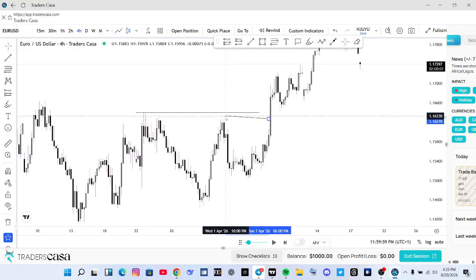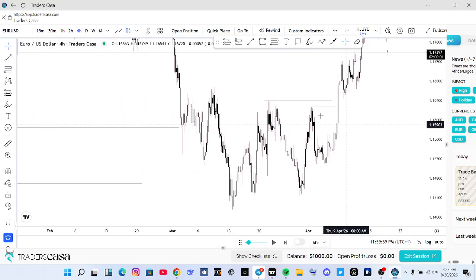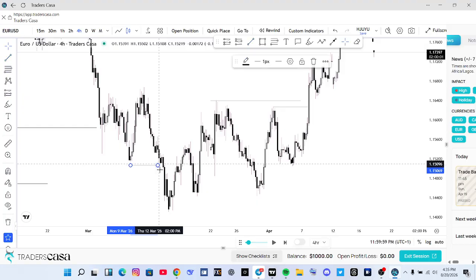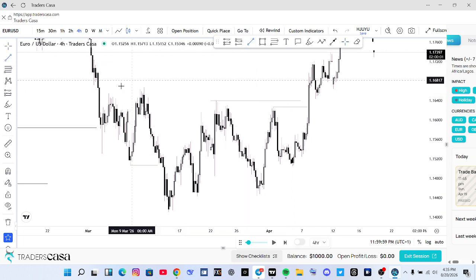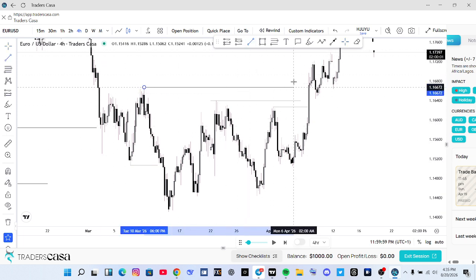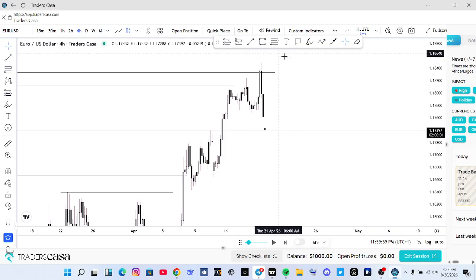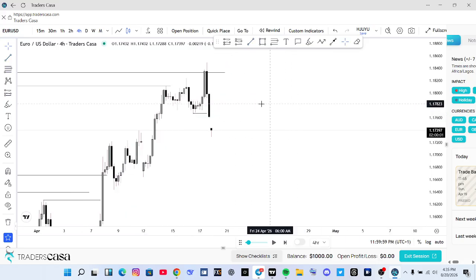Okay, so let's look at our daily structure. This is a break of structure. You can see that this was the last swing high, and this was the last swing low before price started creating this restructure here. So since price has broken this zone, this becomes our external break. Now price is rejecting from this key level here, and then we have a break of structure here. This is a break of structure to the downside.